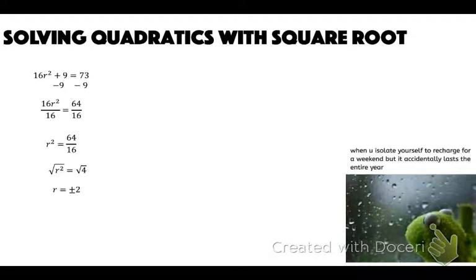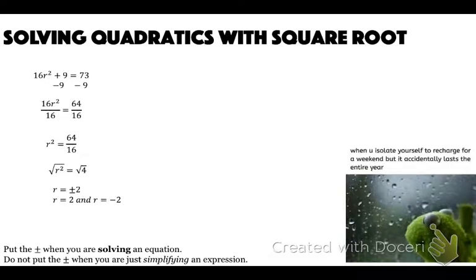Cool? So r equals 2 and r equals negative 2. Put the plus or minus when you're solving an equation. Do not put the plus or minus when you are just simplifying an expression. That's the difference. So if you're solving, you put plus or minus. If you're simplifying, you don't.